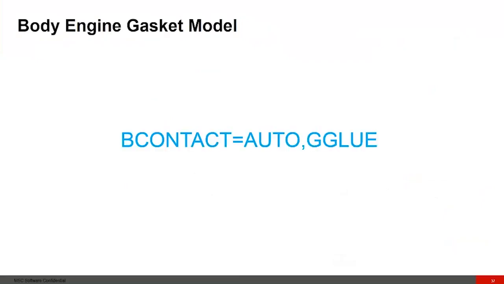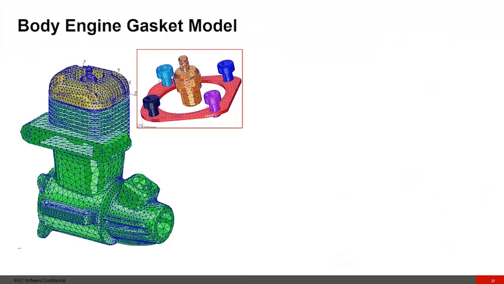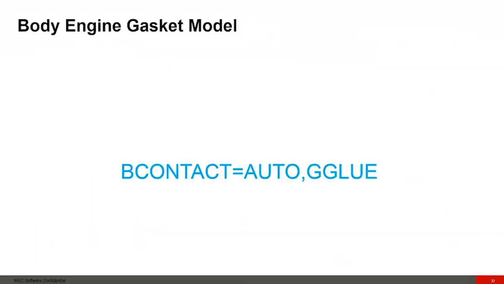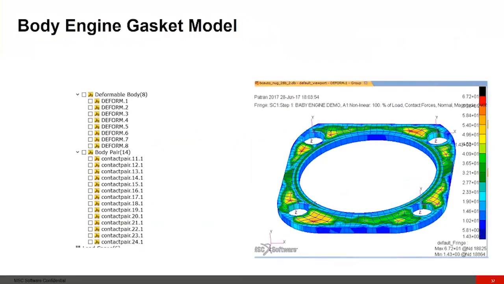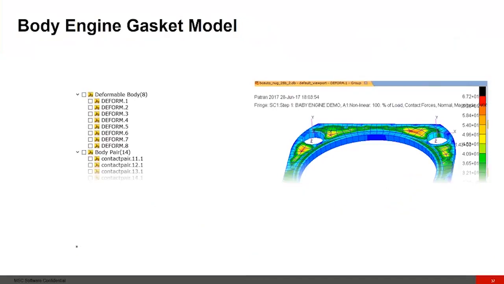So here you could see the engine gasket model. As you can see, it's a complicated part with several sections. We can use the BCONTACT entry. So this is the entry that allows you to activate the automatic contact generation. For example, here we say BCONTACT AUTO. That tells the solver to start creating the contact. And for G, glue stands for general glue in this case. So you can see how it created several contact bodies for us, generated 8 contact bodies and 14 contact pairs.